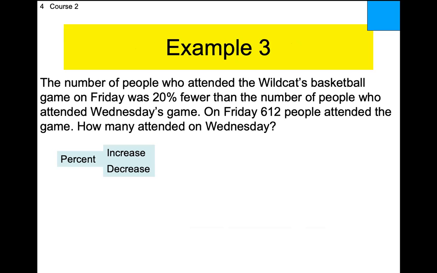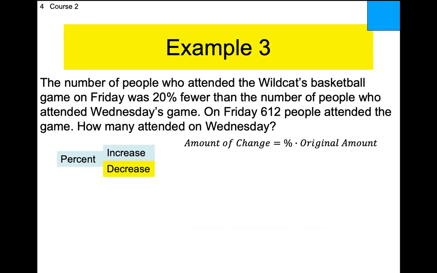Oh, my word, look at all those words. The number of people who attended the Wildcats basketball game on Friday was 20% fewer than the people who attended Wednesday's game. Okay, now, I don't like this problem. It's in the book. Right? We're assuming that which date comes first, Friday or Wednesday? Okay? That's our assumption. On Friday, 612 people attended the game. How many attended the game on Wednesday?